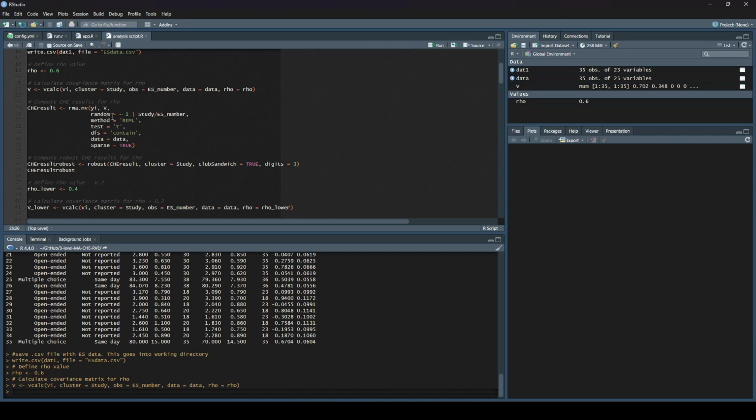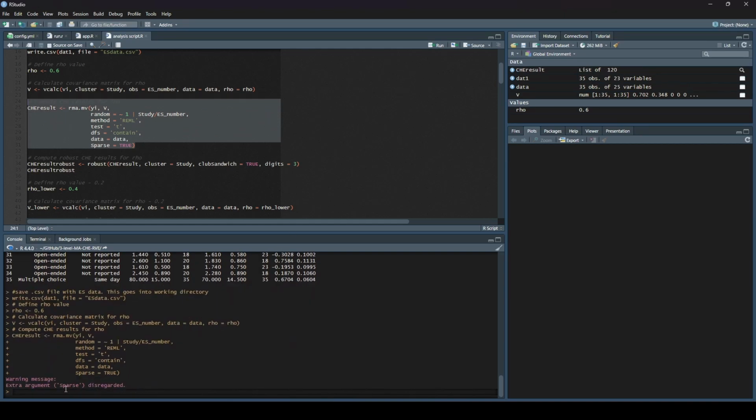Then just like in a regular 3-level meta-analysis, we're going to set random as the little squiggle ~1 with a bar, study, and effect size numbers, saying that we are nesting effect size numbers within studies. Next, we go down to method. We're going to use REML. For our test, we're going to use t. Our degrees of freedom, we're going to use contain. Data is our data, and sparse equals TRUE, and this just gives us a little less information that we may not need. So let's go ahead and run this.